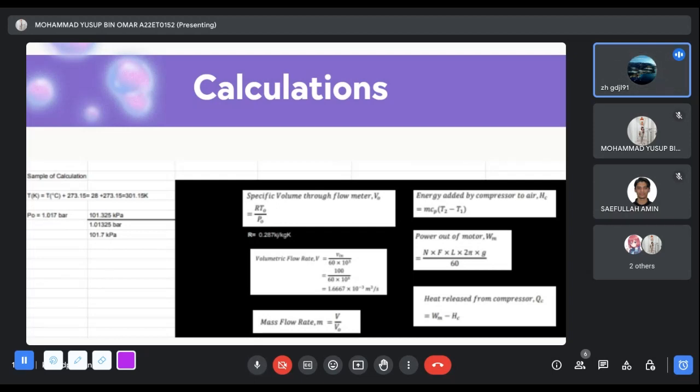volume through the flow meter, V equals, using the formula PV equals RT, and then to calculate the volumetric flow rate, we use the formula. We managed to calculate the volumetric flow rate and then the mass flow rate. Then we also calculate the energy added by the compressor to the air, which is m Cp delta T, and then the power out of the motor, which is work. Then lastly, we calculate the heat release from the compressor.